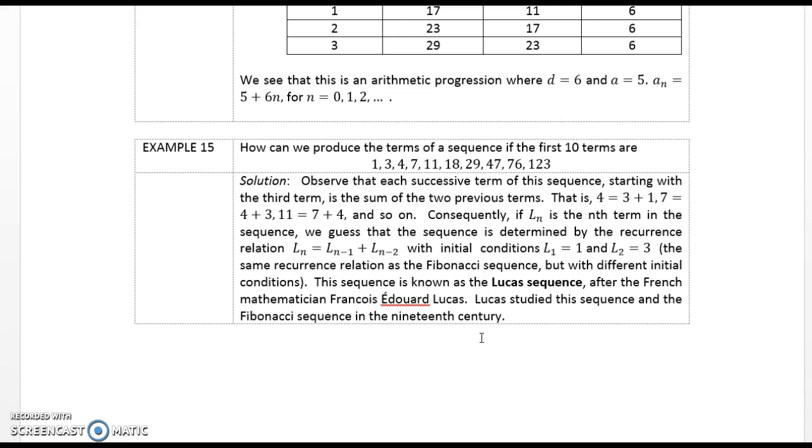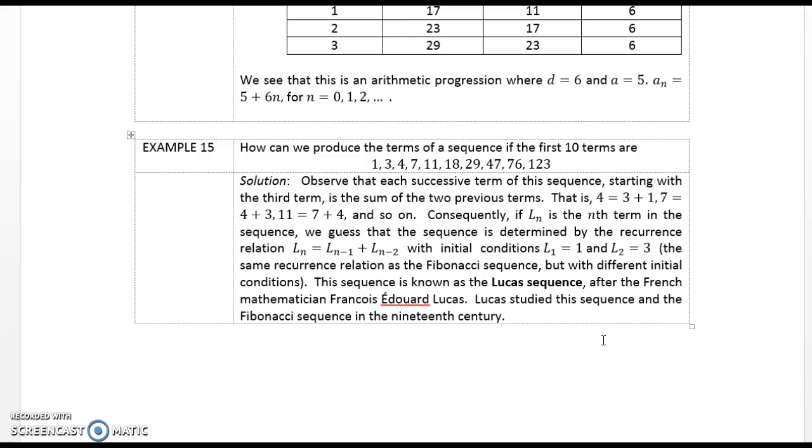Consequently, if L sub n is the nth term in the sequence, we guess that the sequence is determined by the recurrence relation L subscript n is equal to L subscript n minus 1 plus L subscript n minus 2 with the initial conditions L subscript 1 equal to 1 and L subscript 2 equal to 3. The same recurrence relation as in the Fibonacci sequence, but with different initial conditions.